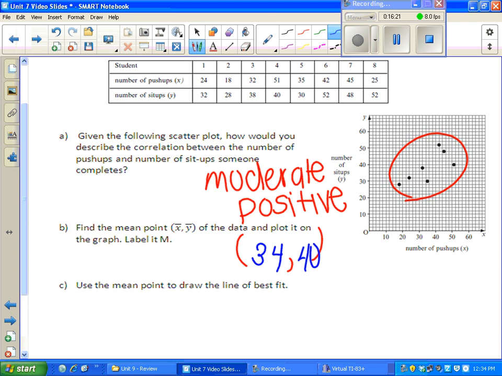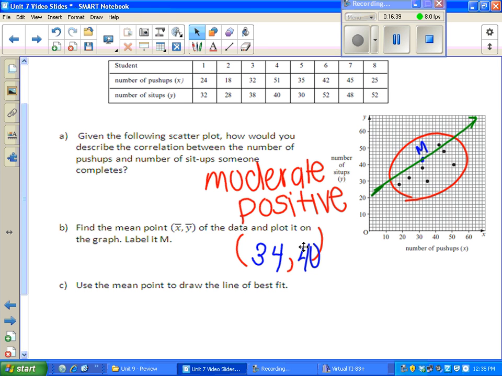So my mean point is 34, somewhere over here. It'll be hard to do because this is so tiny. 40. So my mean point is somewhere here. I'm going to call that M. And then it says use the mean point to draw the line of best fit. So you always want to make sure it's going through your data and through M. And there's my line of best fit.